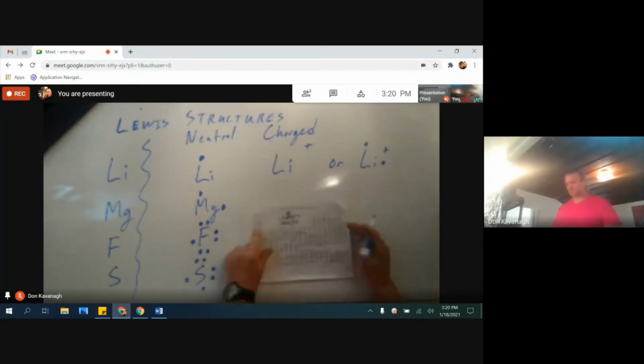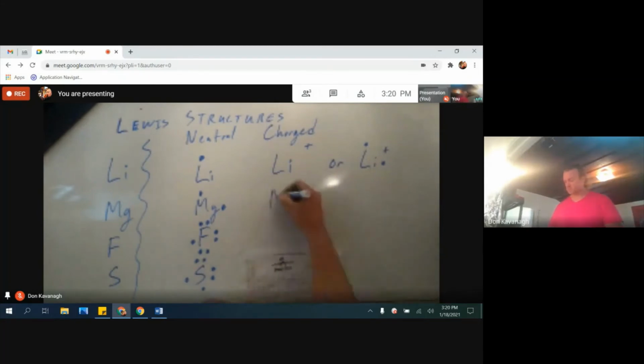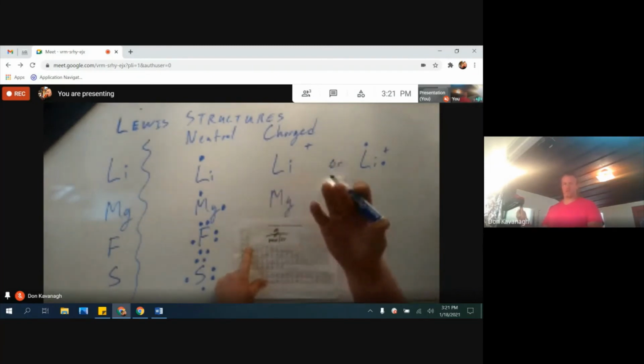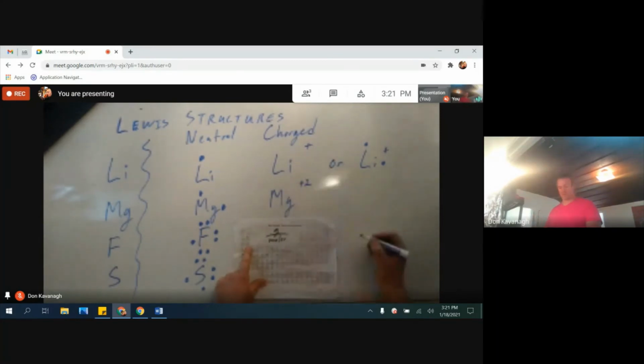Magnesium. Finding magnesium on the periodic table, it can either lose 2 electrons or gain 6 electrons. It's going to lose 2. Losing 2, giving away 2, is always going to be easier than finding 6. So it's going to lose 2 electrons, become +2 charged.